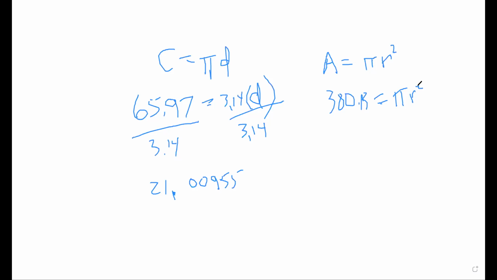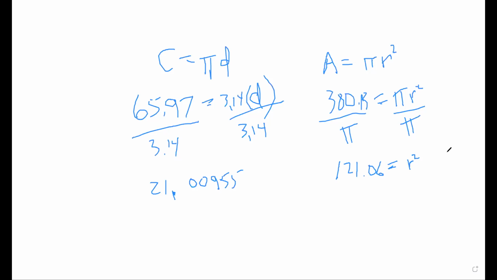Okay, those terms on the right-hand side are multiplication. I need to get the r by itself, so I need to divide both sides by pi. I get 121.06, and that equals r squared.